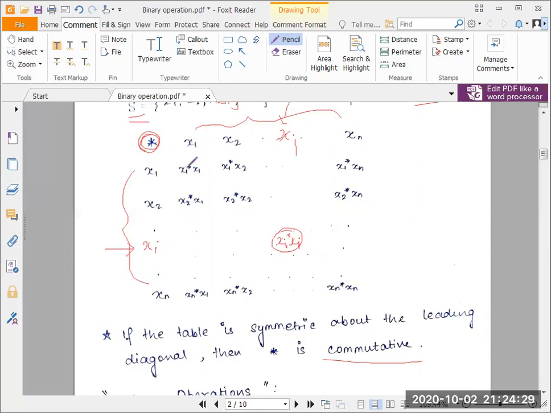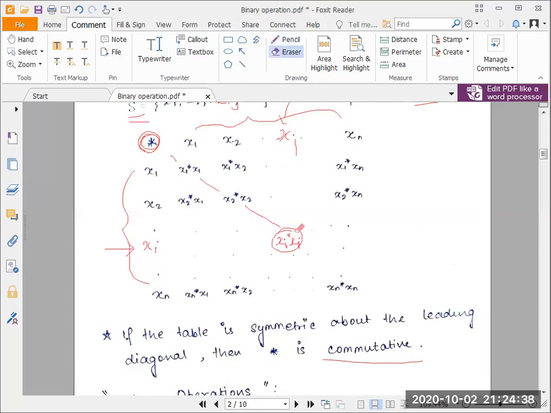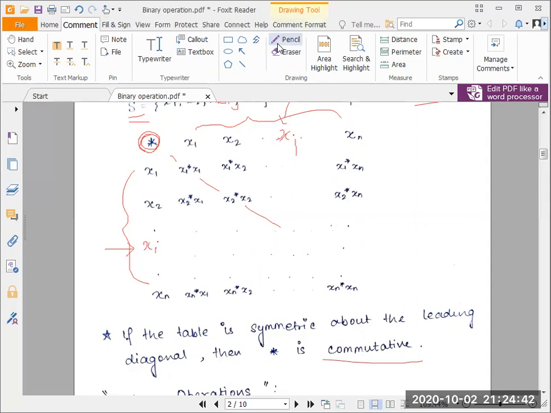What we essentially do is take the diagonal of the composition table, or the composition matrix. And what we do is compare the elements on both sides of the diagonal.